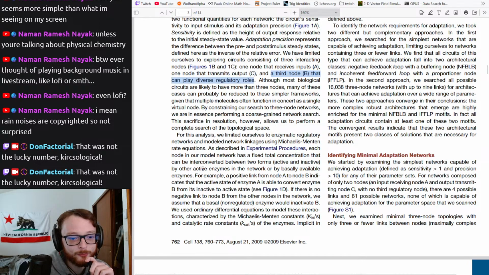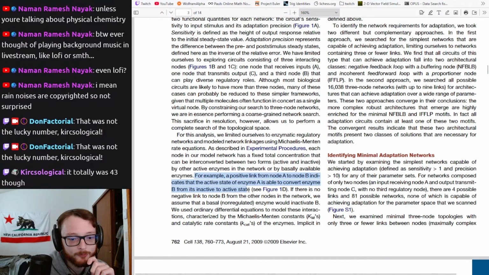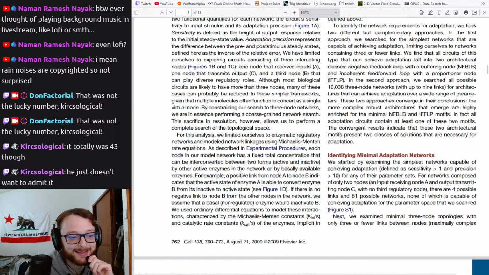Oh, I missed this when I was first reading this paper. They actually explain what the diagrams mean. It was totally 43. That's right, yeah.